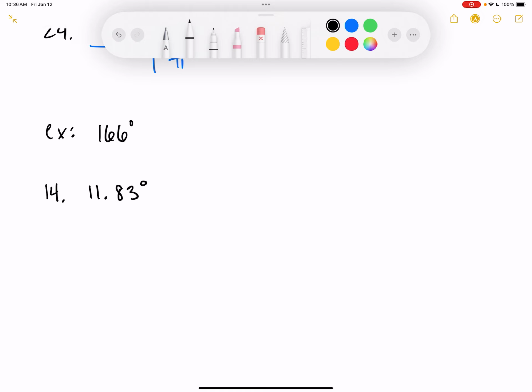11.83 degrees. So this one is just in decimal form, so we don't have to do anything other than just convert. We don't have to change minutes or anything like that. So this would just be times pi over 180.